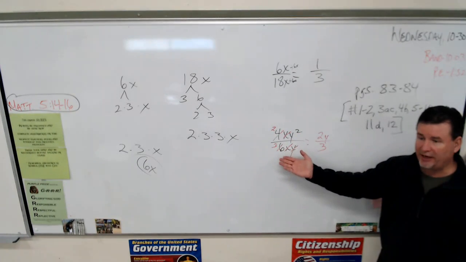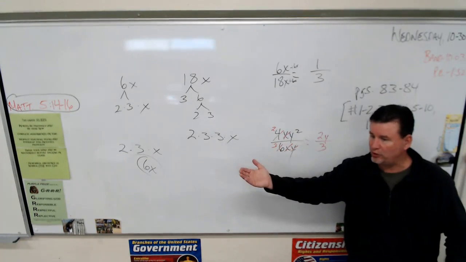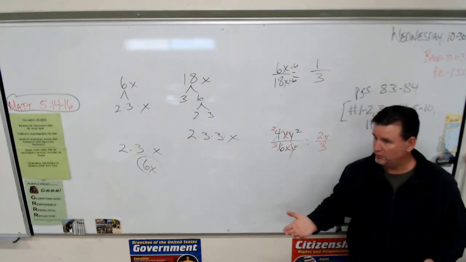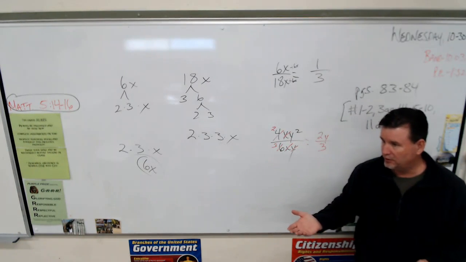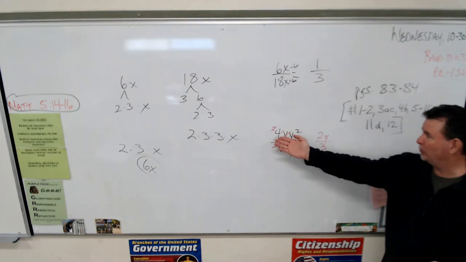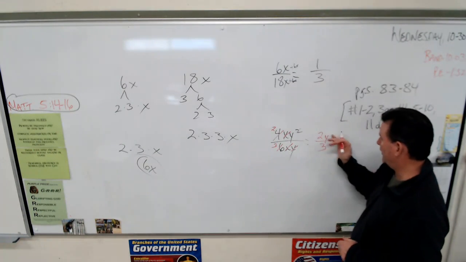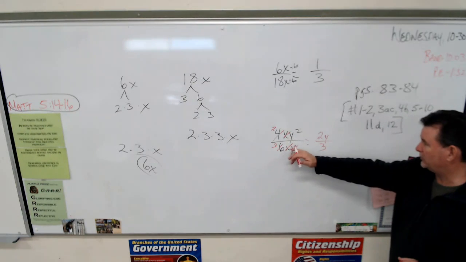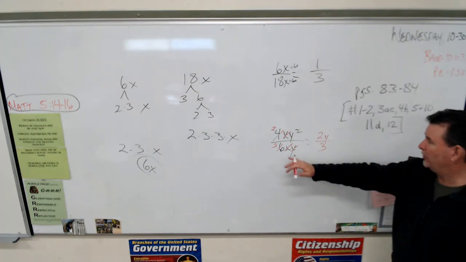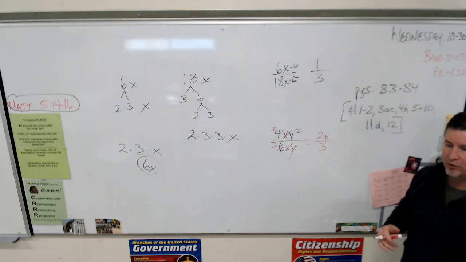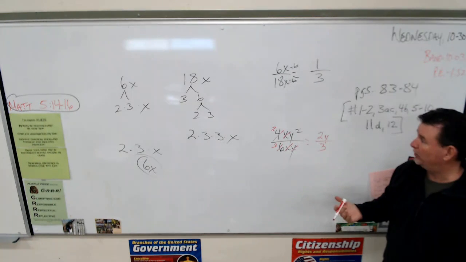And the 4 and the 6. What would 4 over 6 reduce to? 2/3. So you would end up with 2, one of these y's got canceled, 2y, 3 times 1 times 1, so 3. 2y over 3 is what you would end up with.